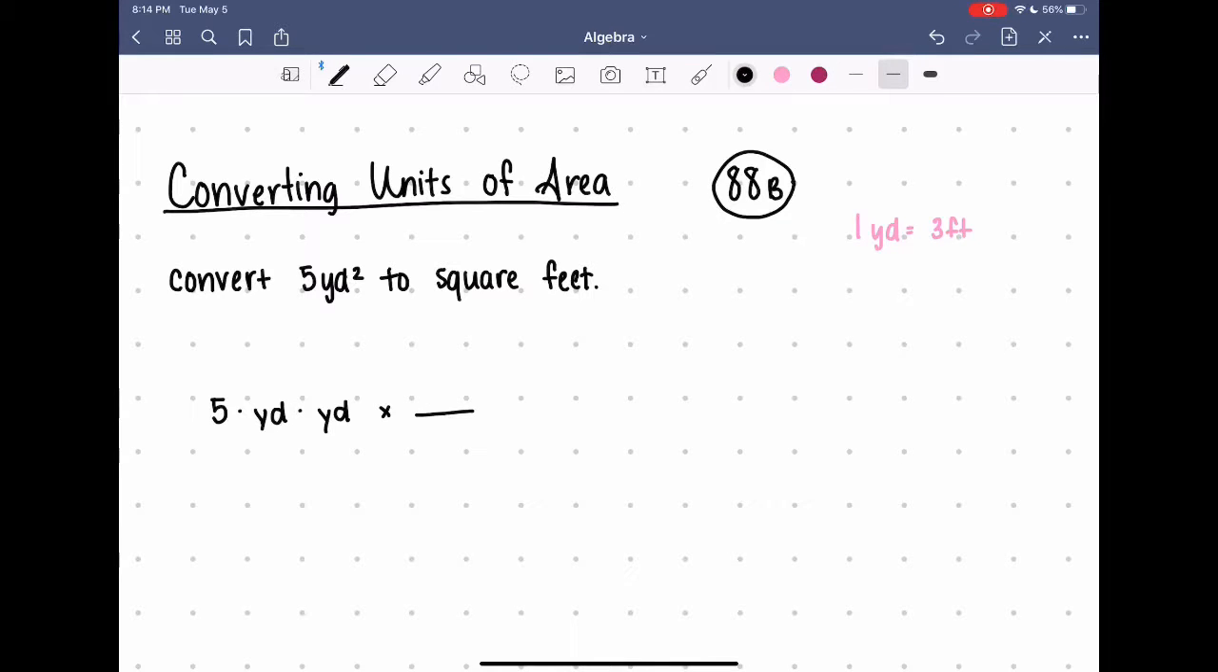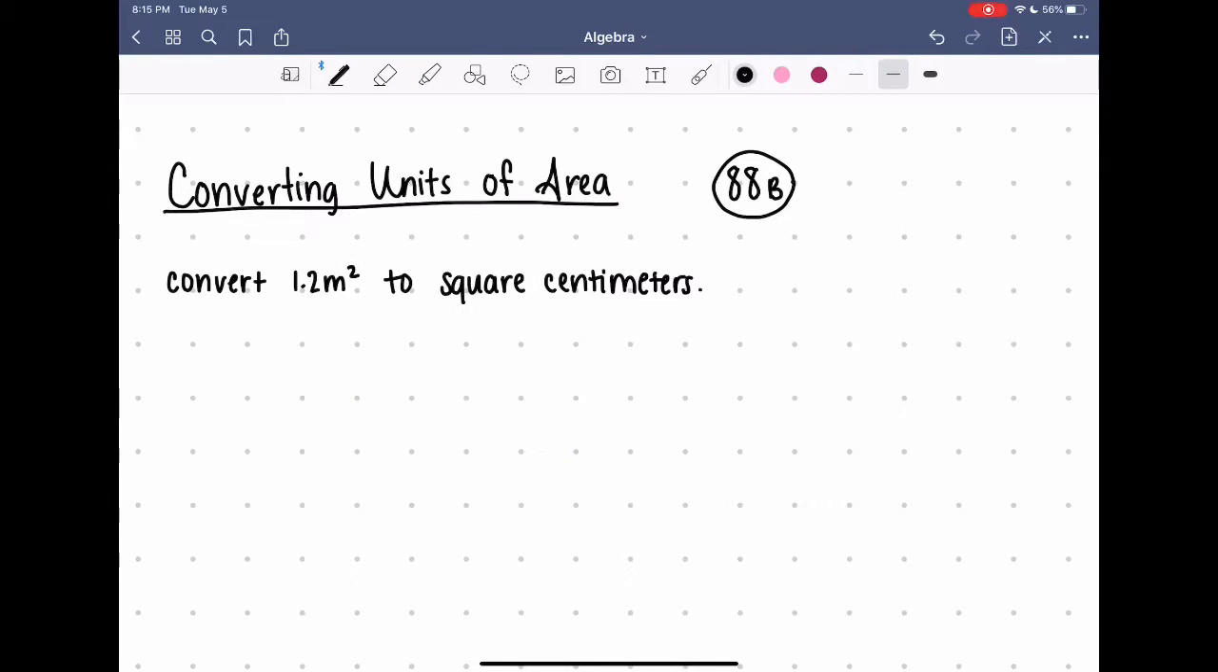And on the bottom, I'm going to put what I'm getting rid of, which is 1 yard, because I don't want to be in yards anymore. And on top, I'm going to put what I'm going into, which is feet. So 3 feet. And now that will get me out of 1 of my units of yards. So I'm going to have to do it again to get rid of that second unit of yards. So then I can do 5 times 3 over 1 times 3 over 1, which will get me an answer of 45 feet squared. Don't forget that squared. That's very important.